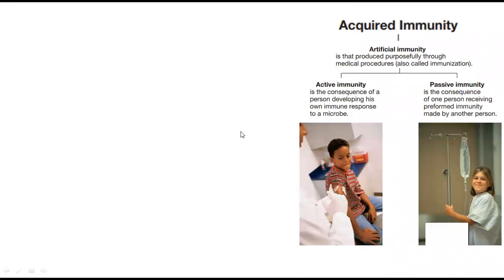Now here comes artificial immunity. In artificial immunity, there is no such natural role. In natural immunity, the person actively forms his own immunity against the pathogen, or it is taken from another person. But in artificial immunity, just look here, the first one is the active immunity: acquired artificial active immunity. Now you will come to know by an example.